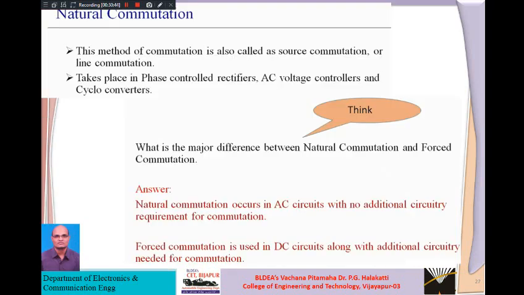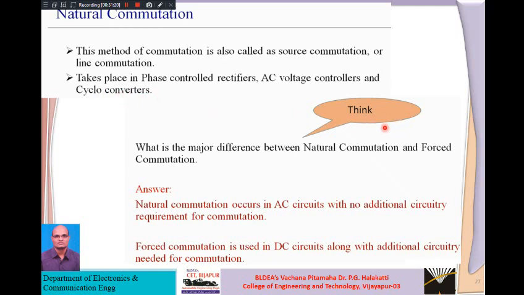So next, let us see this. This type of natural commutation is also called source commutation or line commutation. Just now I explained why it is called source or line commutation, because we are using the main supply as a source or line. Naturally during the negative peak your SCR will be turned off. That's why it is known as source or line commutation, and it takes place in phase control rectifiers. Just now I told the applications: AC voltage controllers, phase controllers and cycloconverters.